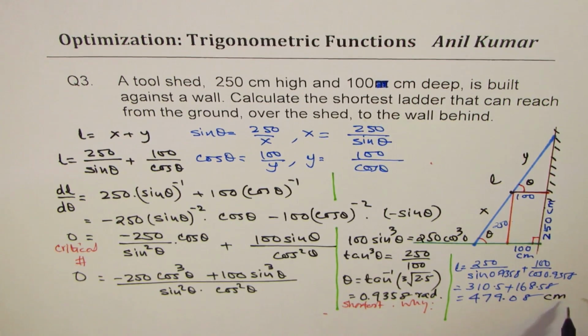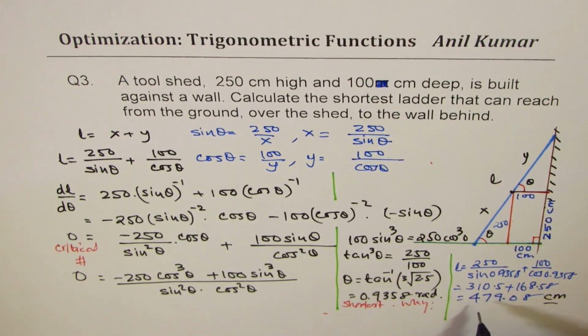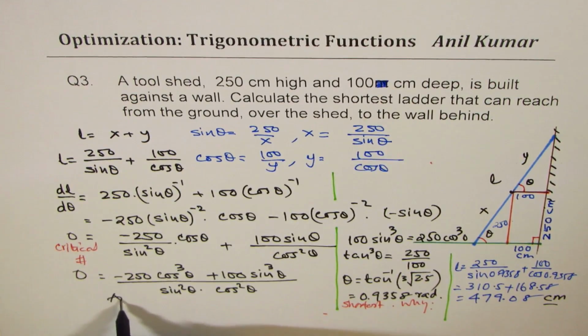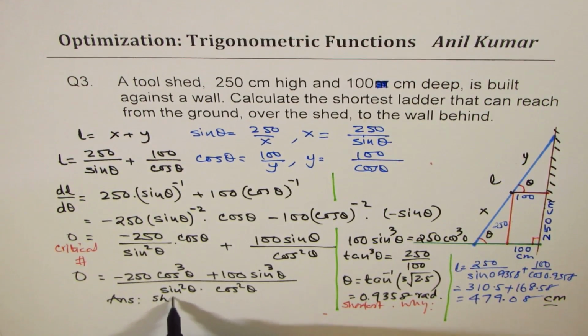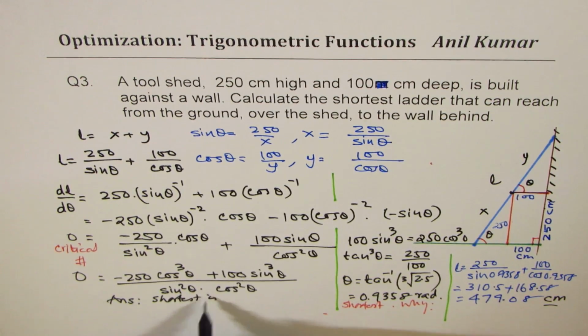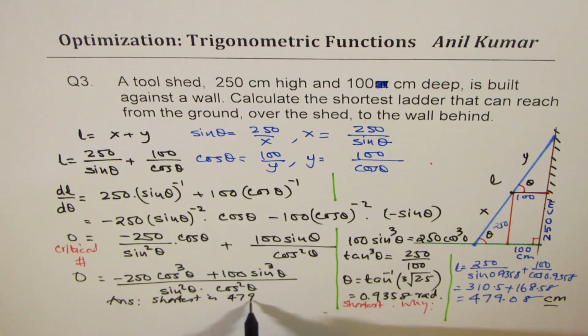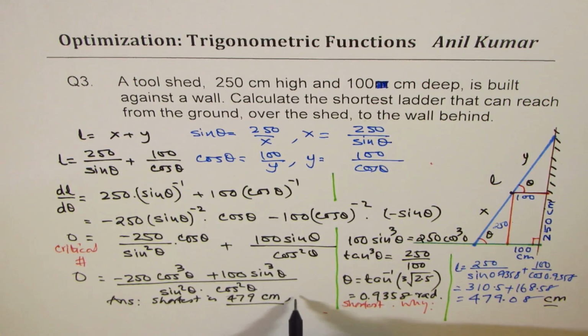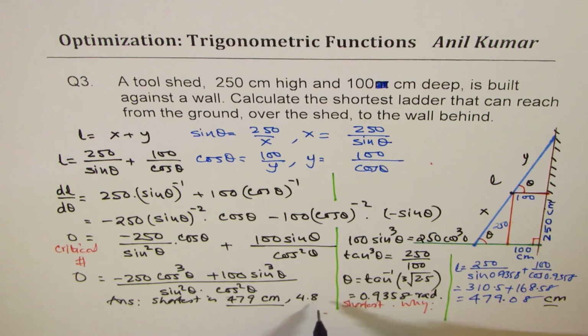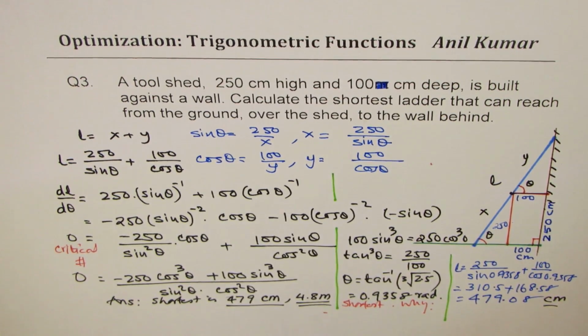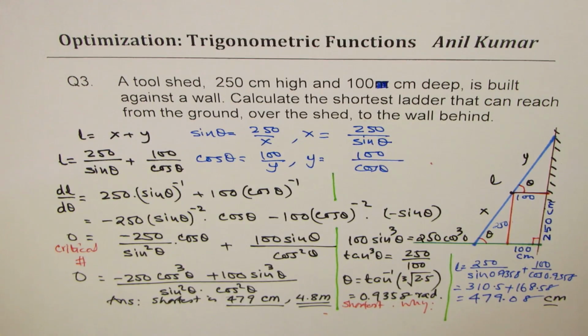The units are centimeters. So the shortest length is 479 centimeters, or you can say 4.8 meters if you want to. So 4.8 meters is the shortest length.